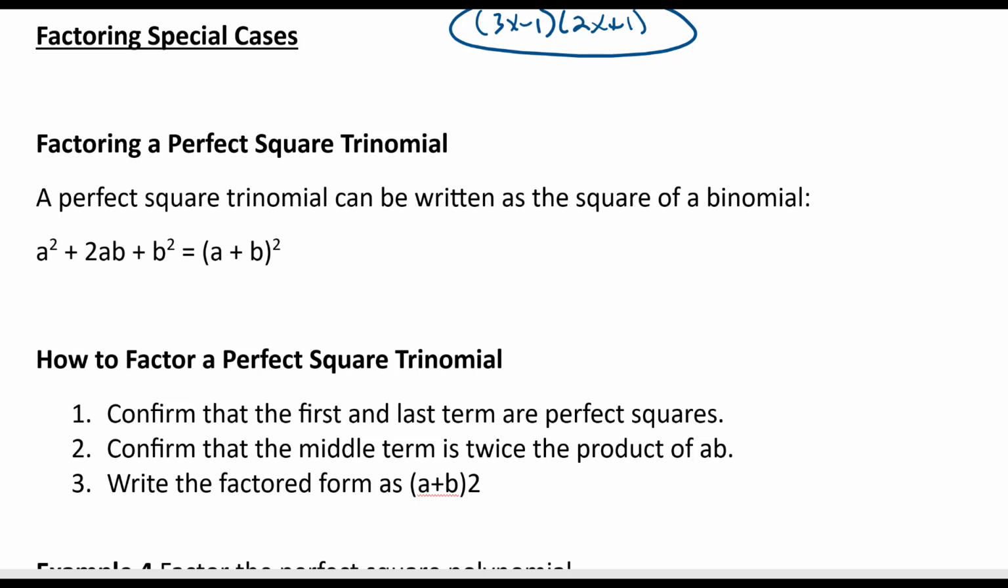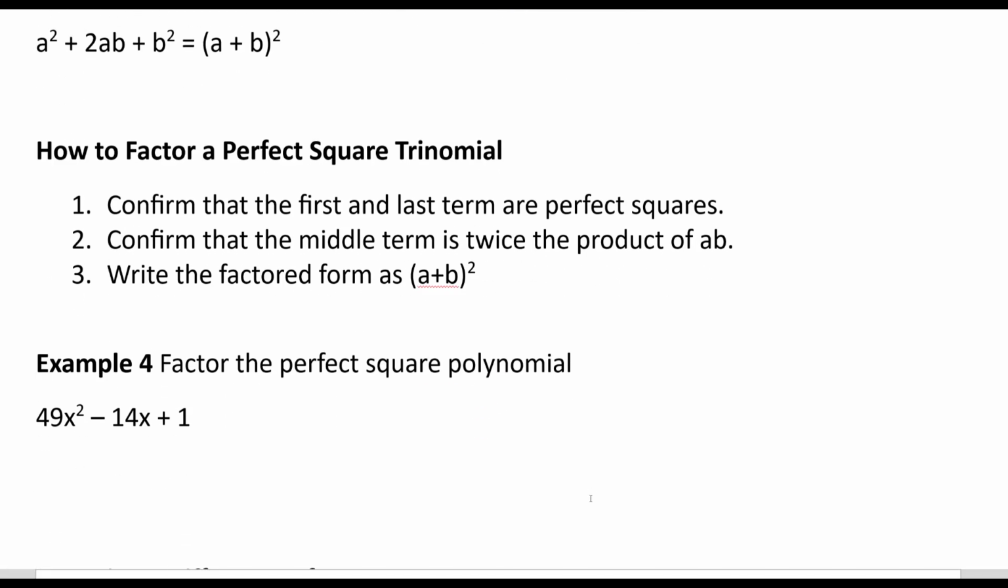So how to factor a perfect square trinomial. Confirm that the first and last terms are perfect squares. And then confirm that the middle term is twice the product of the square root of the first term, a, times the square root of the last term, b. And then, oh, there's a typo. Write the factor form as a plus b. Let's fix that real time. And I want to go here and make that a superscript. There. Okay. a plus b squared.